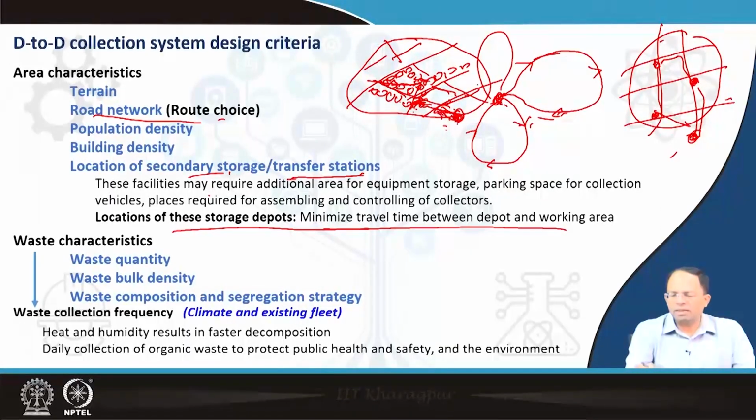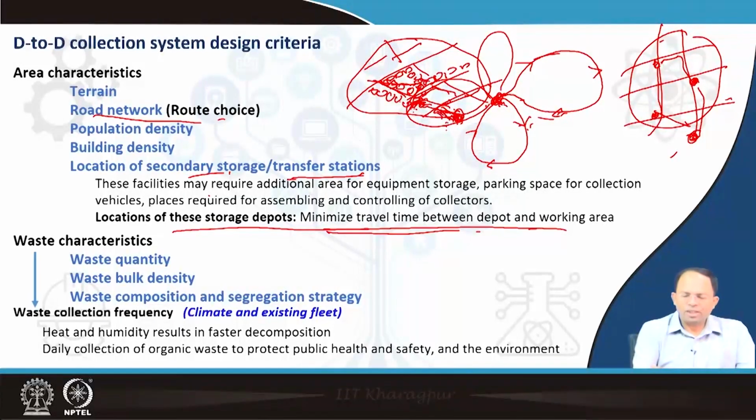So I will make these loops, as you can see over here. I have created 4 loops. At the center is the depot, and I will go in different directions and come back to this particular point. But usually that doesn't happen. Why? Because land is not available everywhere. The government has land available only at certain points. That is where we have to set up this kind of storage points, secondary storage or transfer stations. And wherever we set those up, from there we have to travel. That means the route should be designed in such a way that we minimize travel time between the depot and the working area.